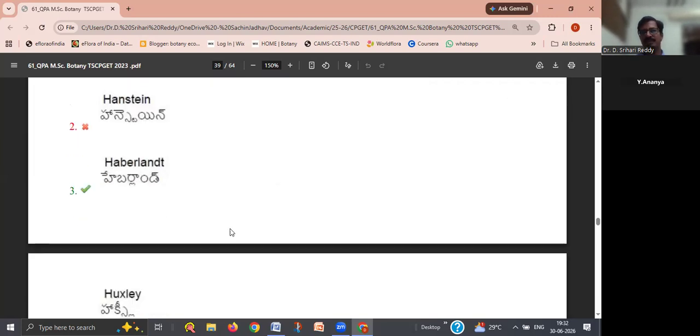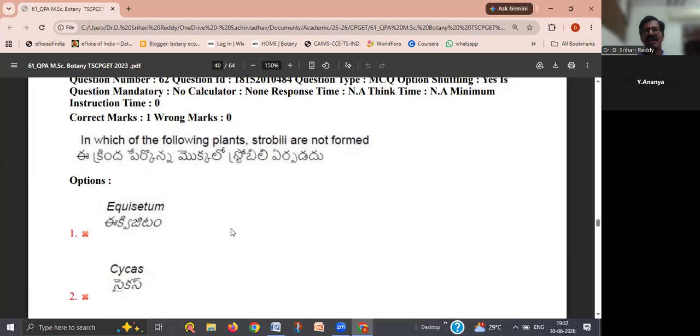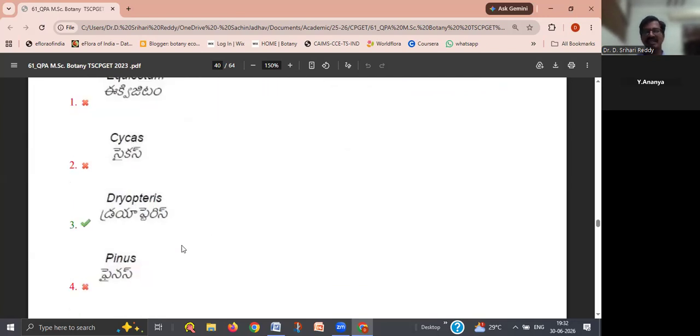That is true. Next, in which of the following plants are strobili not found? Strobili means cones. Where do we see the cones? In Equisetum, we see the cones. In Cycas, we see the cones, male and female. And in Pinus also, we see male and female cones. But in the case of Dryopteris, cone structures are not formed. We only see the sporophylls. That means sporangia are attached to the leaves.